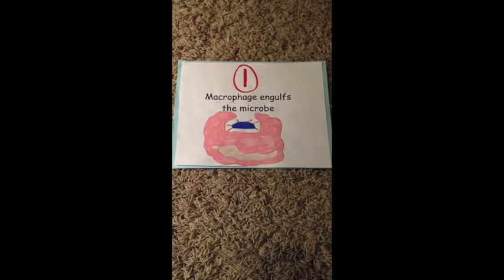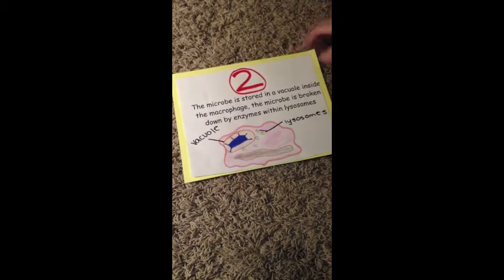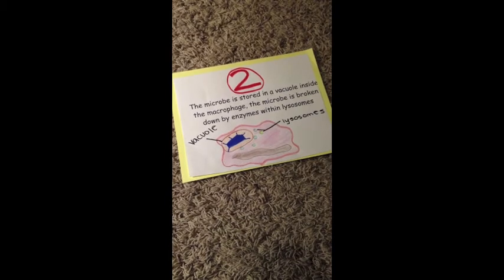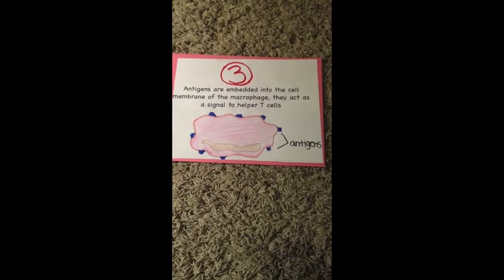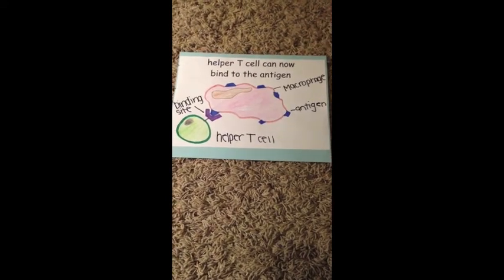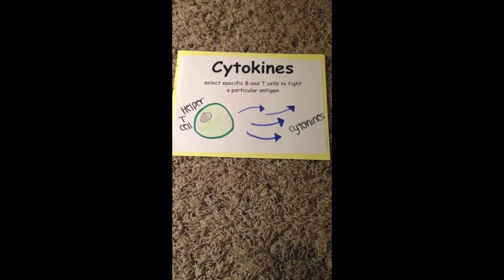The macrophage engulfs the antigen through phagocytosis, and enzymes in the macrophage break down the antigen into smaller fragments. The fragments then come to the cell's surface. The helper T cell is now able to recognize the fragments of antigens. The receptor on the T cell attaches to the antigen. The helper T cell is then activated and sends out chemical signals called cytokines.